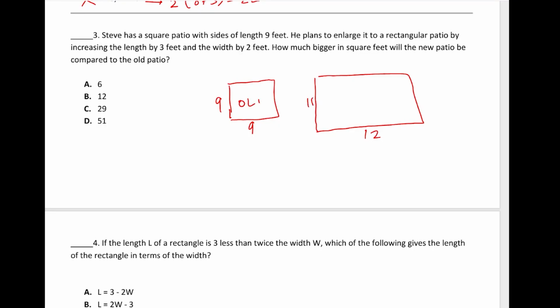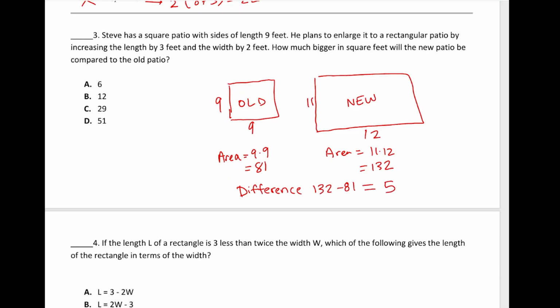So this is the old patio. Here's the new patio. We want to know how much bigger in square feet the new patio will be compared to the old patio. Well, let's find the areas of each one. The area of the old one would be 9 times 9, which is 81 square feet. And the area of the new patio would be 11 times 12, which is 132 square feet. So the difference will be 132 minus 81, and feel free to use a calculator here, but I'm getting 51 square feet, so our answer is D.